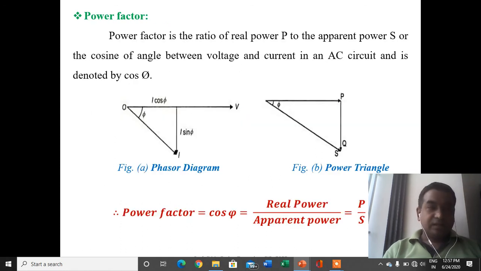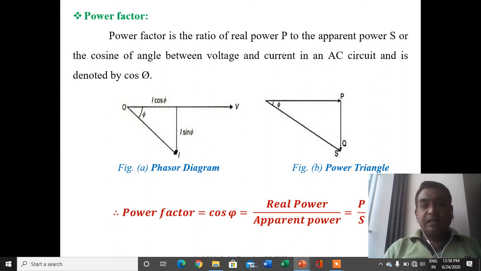Then power factor. It is basically the ratio of real power to apparent power. Power factor is very important in an electrical power system, since the complete power consumption depends on the value of the power factor. The lower the power factor, the more electrical power is consumed by the electrical loads, and vice versa. The ratio of P by S, that is real power to apparent power, is called the power factor. Power factor is also given by the ratio of resistance to impedance, that is R by Z.